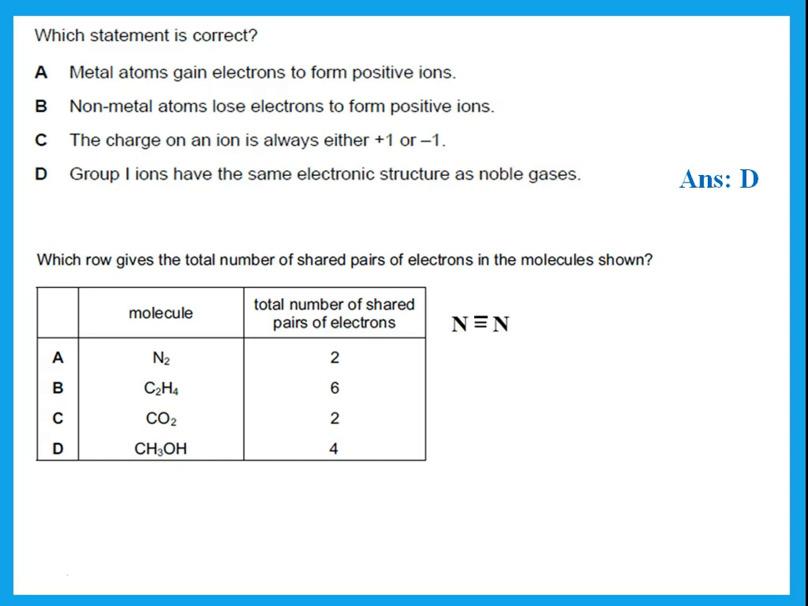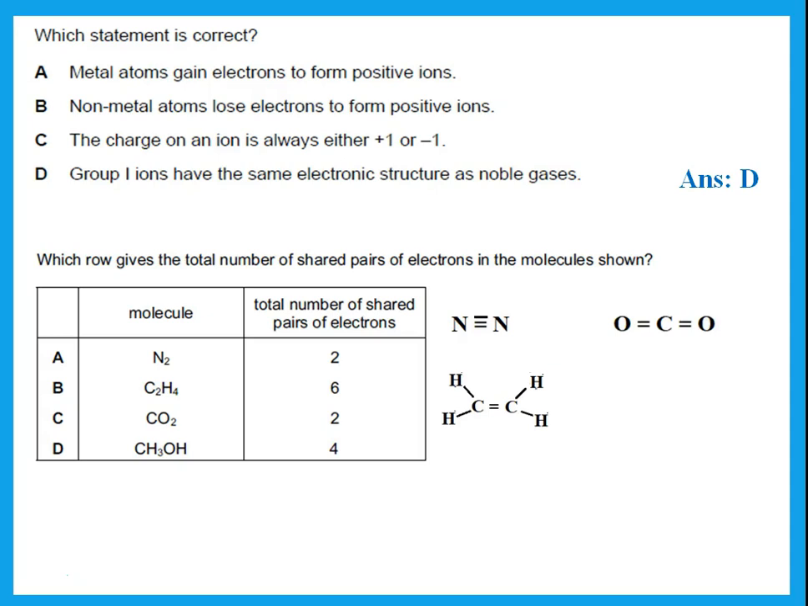Nitrogen molecule forms a triple bond. Each bond has 1 pair, so actually the nitrogen molecule has 3 pairs of electrons, not 2. Okay, C2H4, this is how we draw C2H4. And the total number of shared pairs of electrons, remember that between each C and H you have 1 pair. So that's 1, 2, 3, 4 pairs. And between the C and C we have 2 pairs. So that is 6. So actually that is the correct answer.